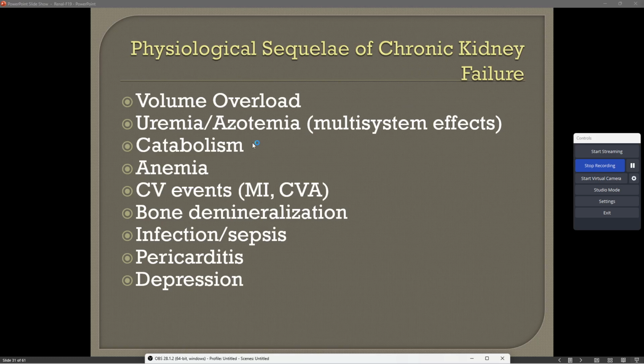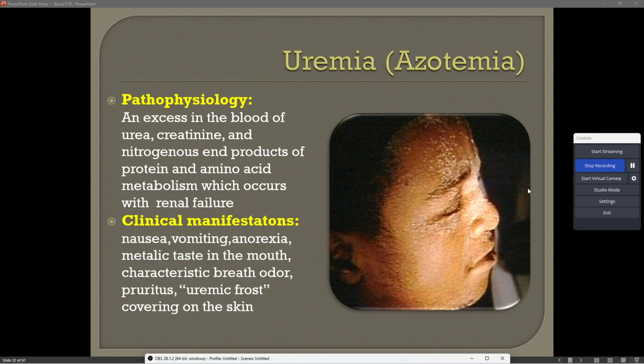So what we have here is the common causes of chronic kidney failure being volume overload, uremia, and I'll show you that one. That one's kind of an interesting one. Catabolism, anemia, cardiovascular events such as MI or stroke, bone demineralization that occurs commonly as you get older with age or during menopausal phases, infection, sepsis, pericarditis, and depression. Okay, so please keep all those in mind.